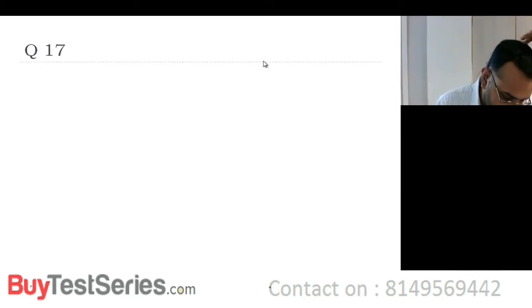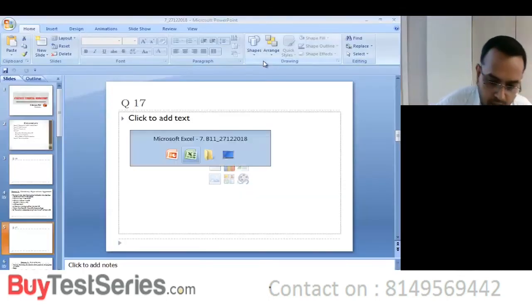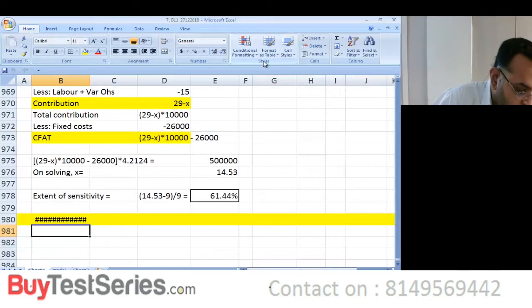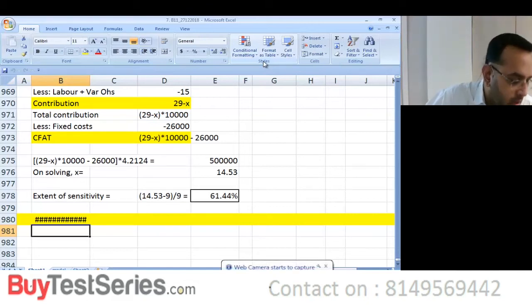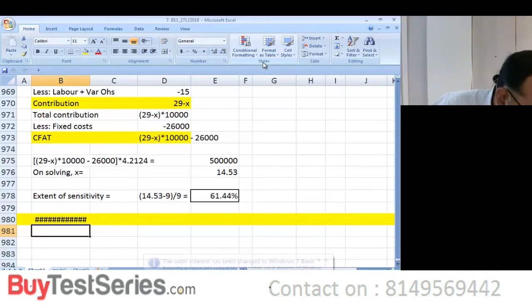Question 17, page 9. As the question reads, the Globe Manufacturing Company Limited is considering an investment in one of two mutually exclusive proposals, Project X and Project Y, which require a cash outlay of 3.4 lakhs and 3.3 lakhs respectively. What is the initial investment? Project X is 3,40,000 and Project Y is 3,30,000. The certainty equivalent approach is used in incorporating risk in capital budgeting decisions.